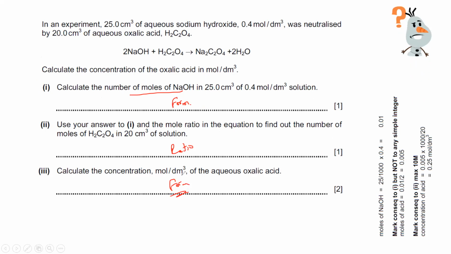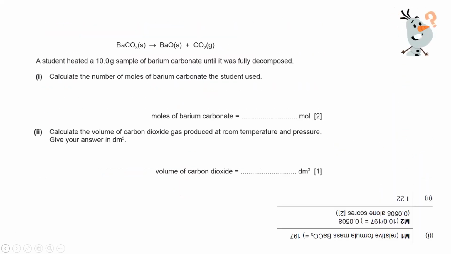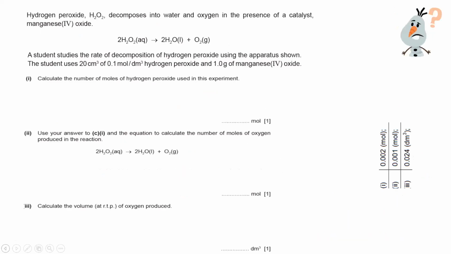So the general trend is that the first part is solved by a formula, the second part is solved by a ratio, and the third part again by a formula. This is a general trend. I'm not saying it's always like this, but in most questions you will find this trend. So when we solve this question, first we use a formula, then a ratio, and then again a formula. So these are questions related to the topic moles.